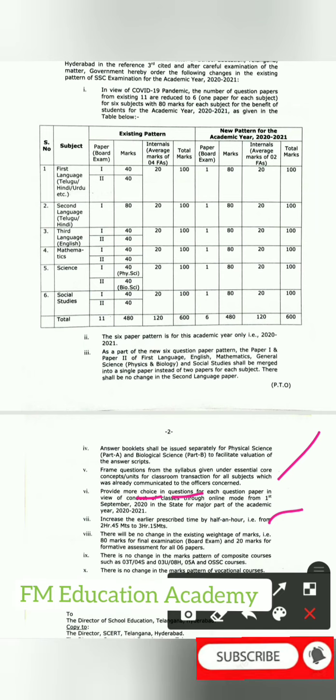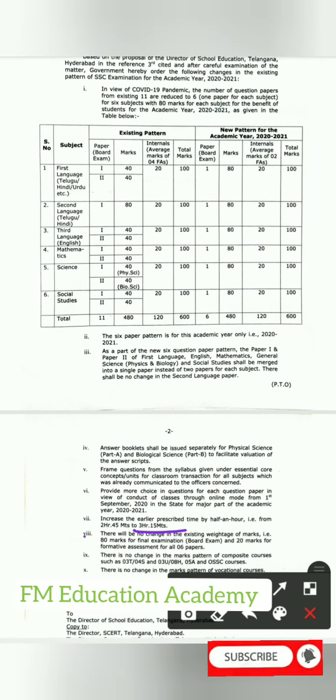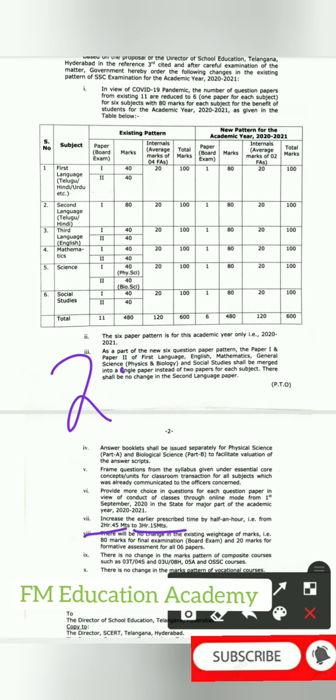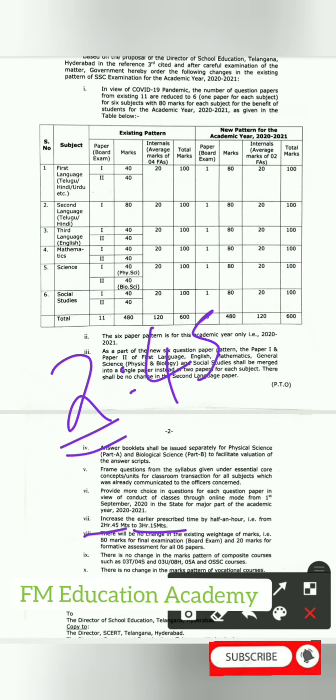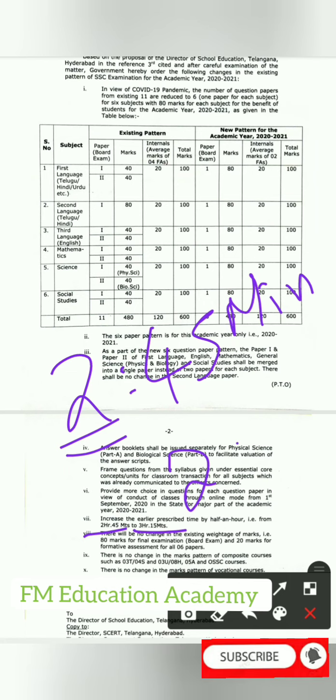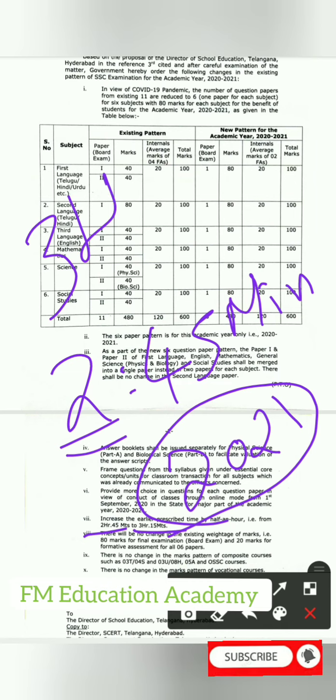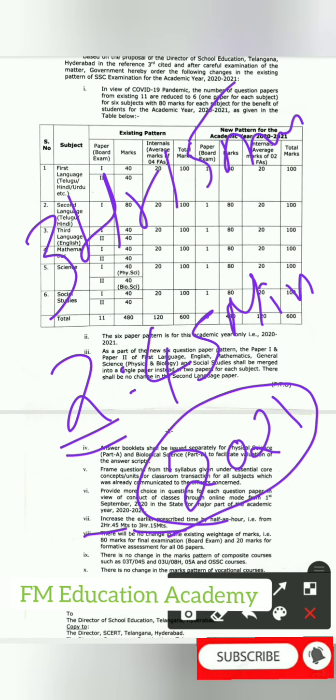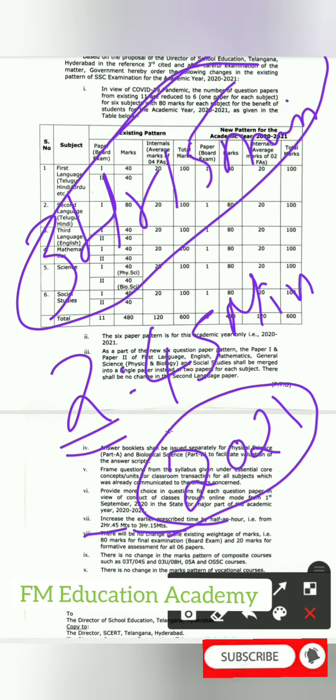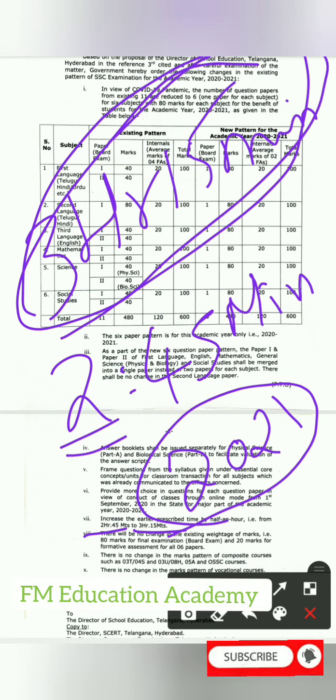And here we have increased the earlier prescribed time by half an hour, that is from 2 hours 45 minutes. The time limit of the exam has been increased to 3 hours 15 minutes. So earlier your exam paper was 2 hours and 45 minutes, but now in 2021, students who are going to give the exam for 2021, the exam paper is going to be conducted for 3 hours 15 minutes. It's very good news for you all. So the good news is, one is only one paper for one subject, then you will have many internal choice questions, a reduced syllabus, and the time limit is 3 hours 15 minutes.